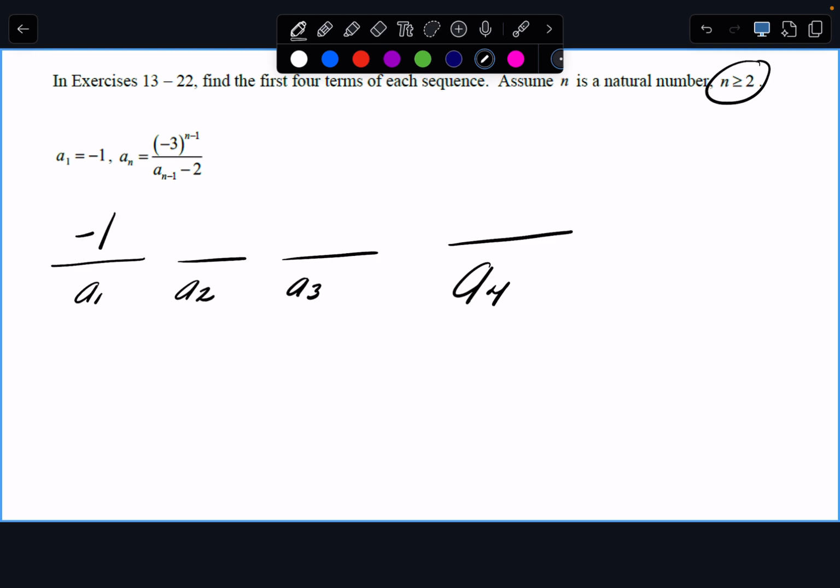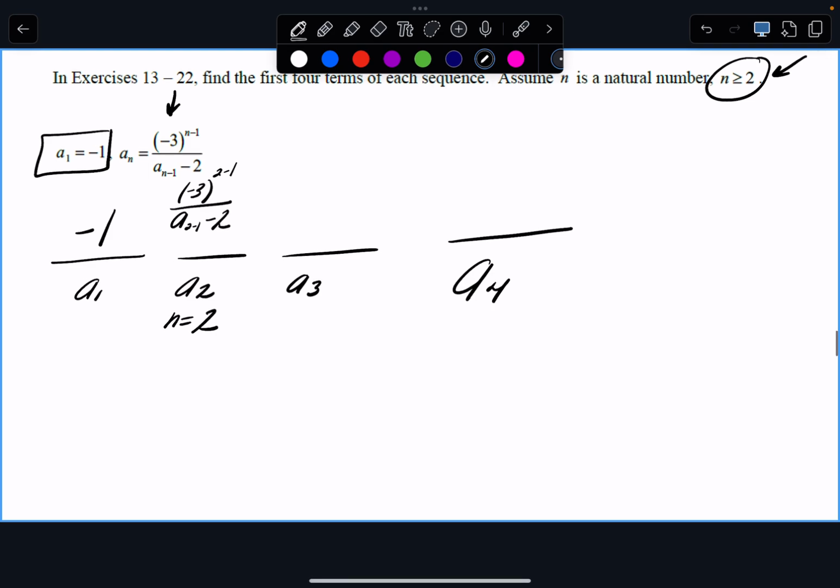Well, that's fine. This is -1. Look, it was given. Right here, n equals 2. Well, yeah, it said right there, it needs to be greater than or equal to 2. Yeah, you didn't even need to say that. That's silly. And then go plug it in. So wouldn't that be -3 to the 2 minus 1 divided by a sub 2 minus 1 minus 2. So that takes a lot of simplification.